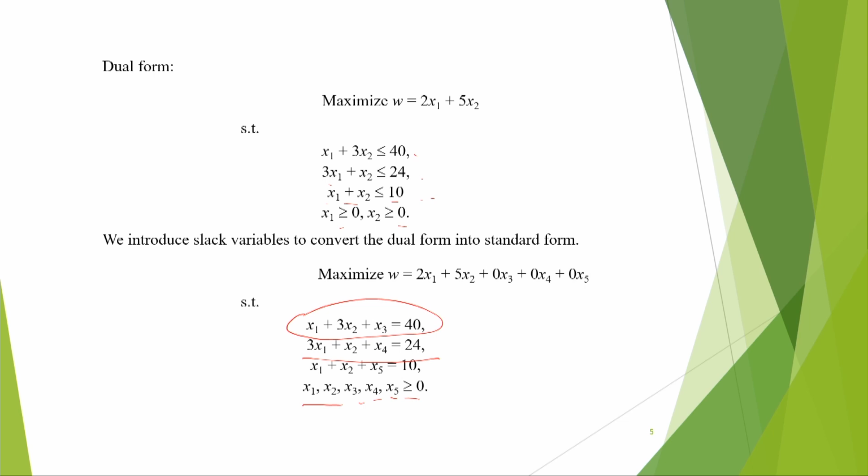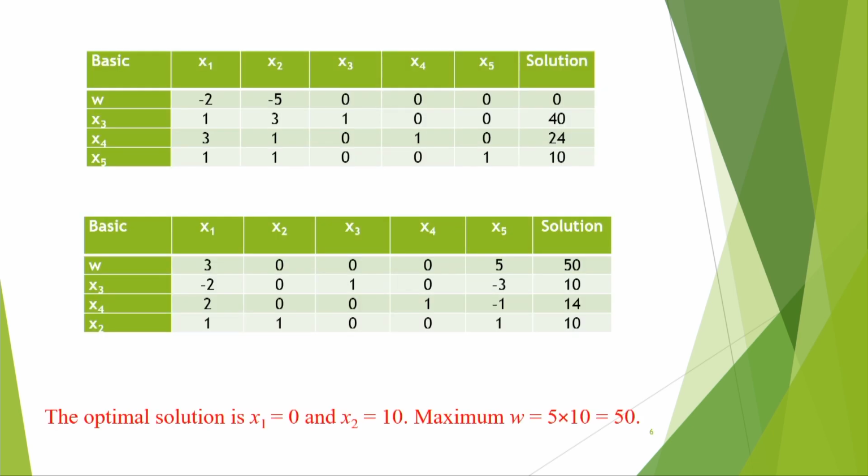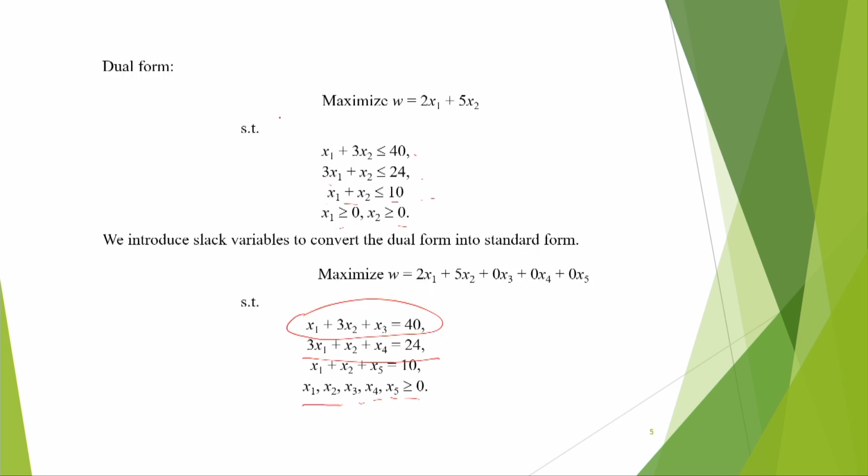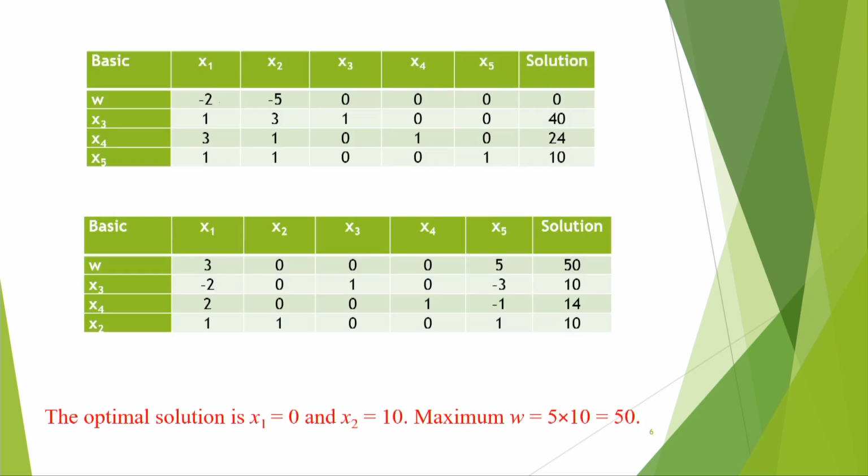This can be solved graphically also, or by LP. Let us do it by LP. I am solving the dual problem only. So first is 2x1 plus 5x2, so I write x1 below that: minus 2, minus 5, 0, 0, 0. x3 becomes the natural slack variable, x4 becomes slack, x5 becomes the basic variable. So in the x3 row these are the coefficients: 1 3 1 0 0 40, then 3 1 0 1 0, and x5 is equal to this much.